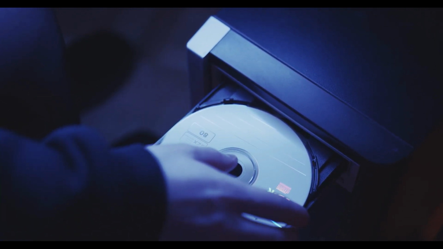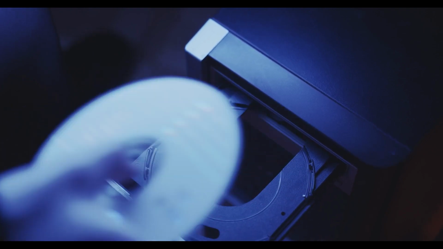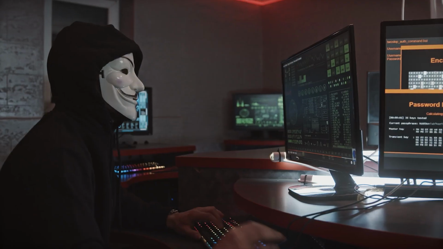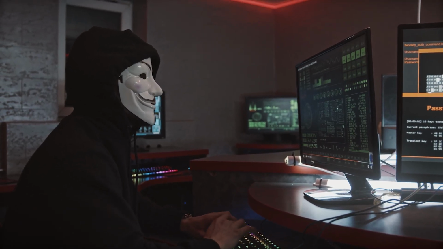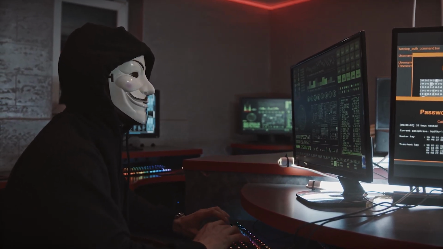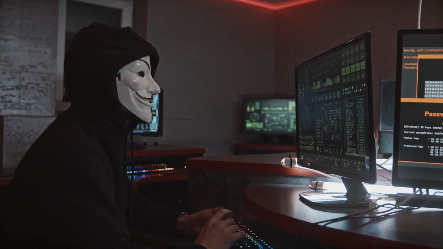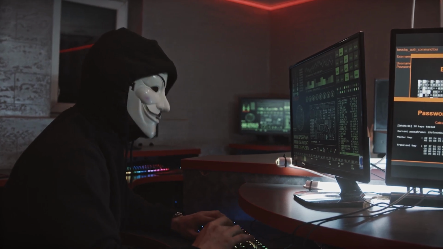A dictionary attack involves using a list of common passwords and trying each one until the correct password is found. This technique can be effective if the password is weak and easily guessed. A rainbow table attack involves pre-computing all possible hash values and using them to quickly crack passwords.